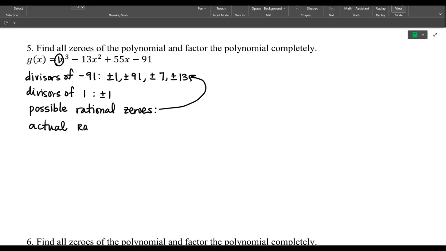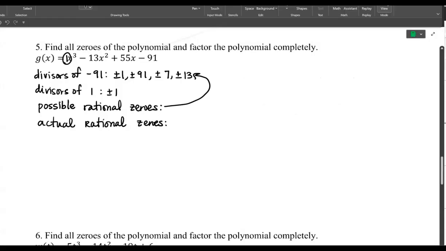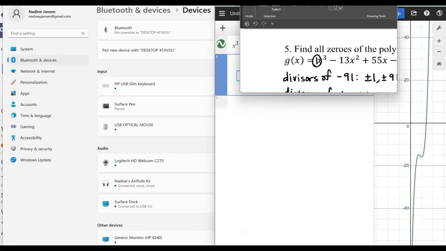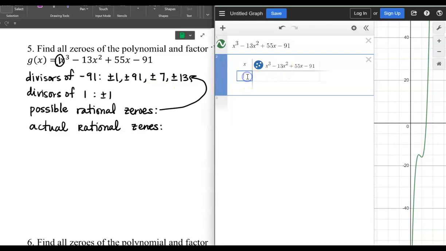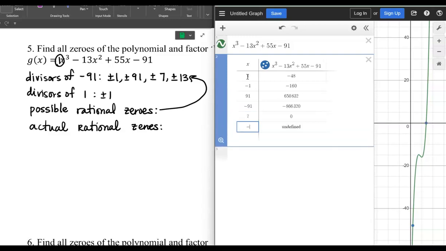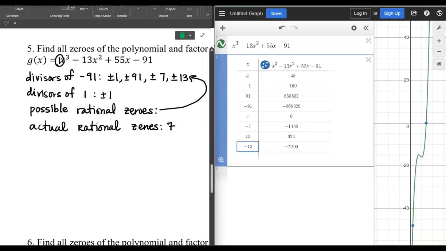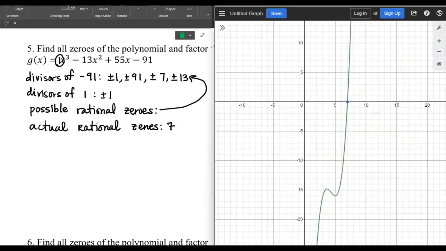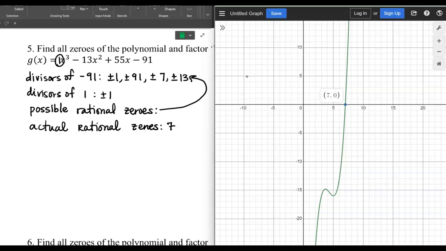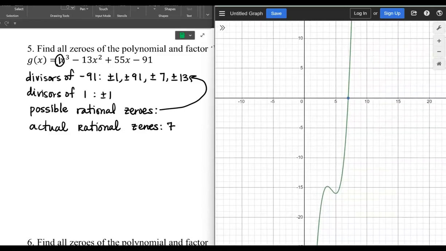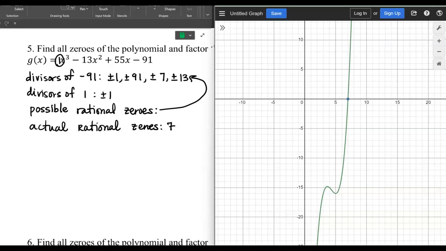So now that we know all of the possible rational zeros, I can now head over to my calculator to figure out which of these are actual rational zeros. And so to do that, I have started creating a table on Desmos. And in this table, I will plug in 1, -1, 91, -91, 7, -7, 13, and -13. So when I do that, I can see that I do have an actual zero at 7. And I can see that also here on the graph. If we had looked at the graph of this polynomial, we would have quickly saw that the only zero, not even the only rational zero, the only real zero that that polynomial has is 7.